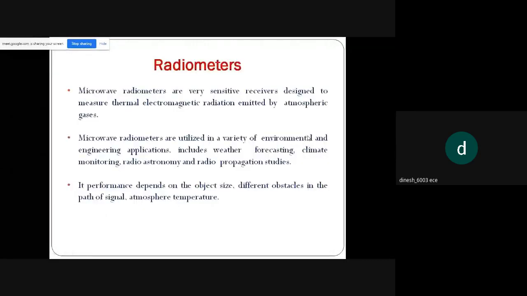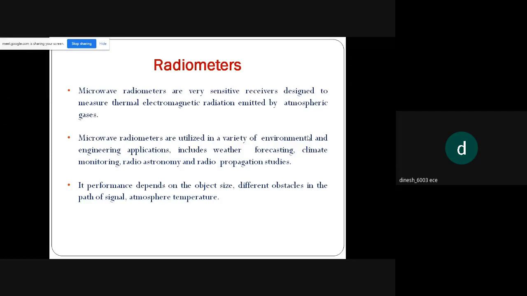Radiometers. These microwave radiometers are very sensitive receivers that are specifically designed to measure thermal electromagnetic wave radiation emitted by the atmospheric gases. They are utilized in a variety of environmental and engineering applications that include weather forecasting, climate monitoring, radio astronomy, and radio propagation studies.